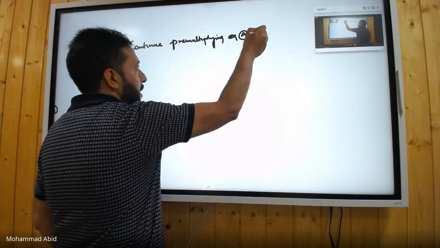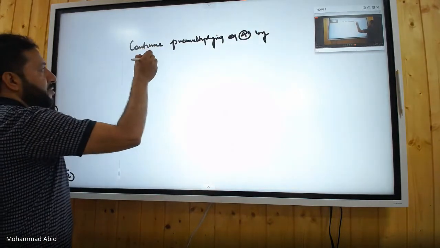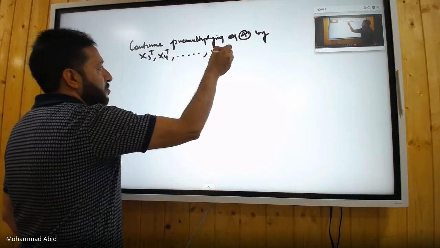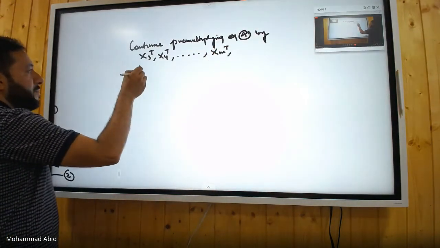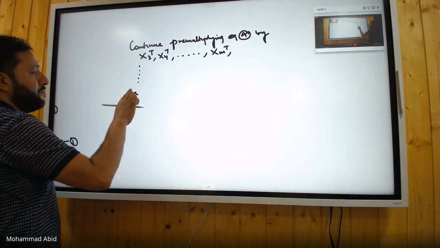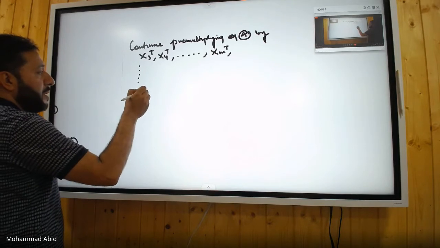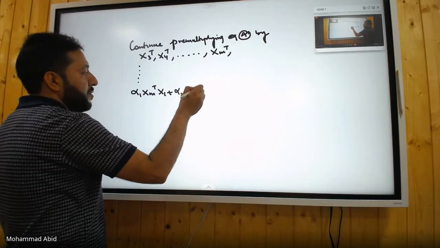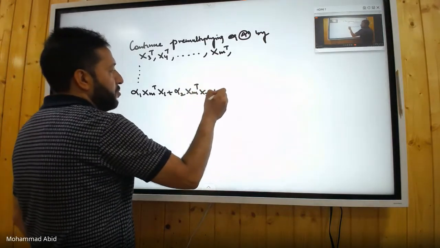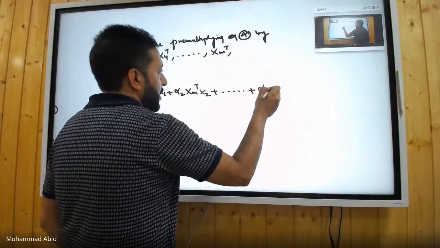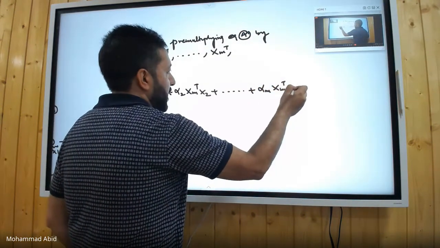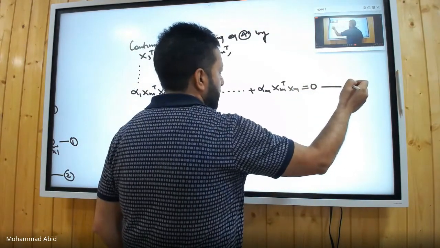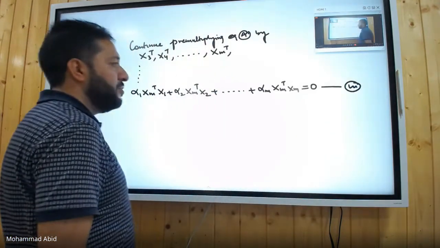Equation A by x2 transpose, then x3 transpose, then x4, and so on till we reach xm transpose. So you'll get many equations, and the last equation that you'll get is alpha 1 xm transpose x1 plus alpha 2 xm transpose x2 plus so on alpha m xm transpose xn equal to 0. What will the equation number be? This will be equation number m, isn't it?